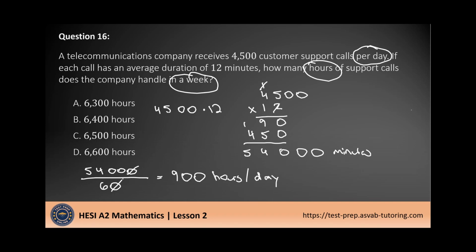So if we want to know how many hours per week, we need to do that 900 hours per day times 7 days. 9 times 7 is 63. And then account for these 2 zeros here. 0, 0. So that's going to be 6,300.